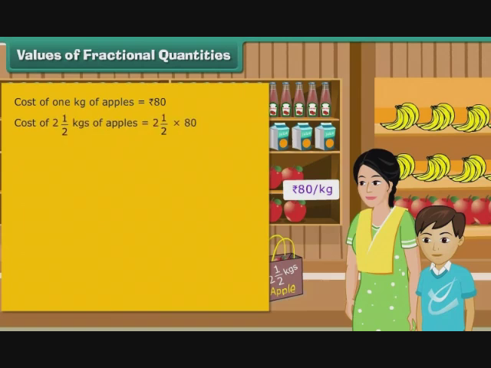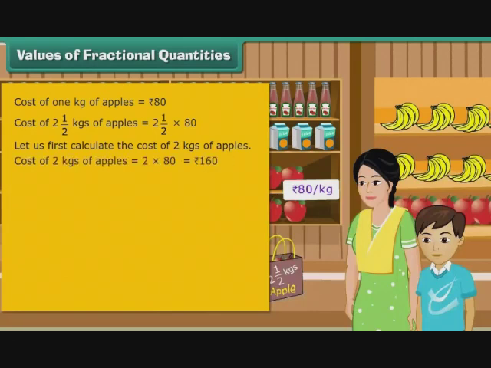Cost of 2.5 kgs of apples is equal to 2.5 multiplied by 80. Let us first calculate the cost of 2 kgs of apples. Cost of 2 kgs of apples is equal to 2 multiplied by 80, which is equal to rupees 160. Now, let us calculate the cost of half kg of apples.